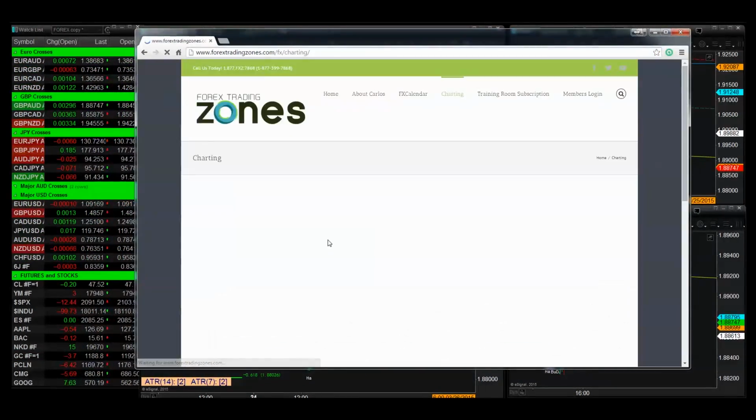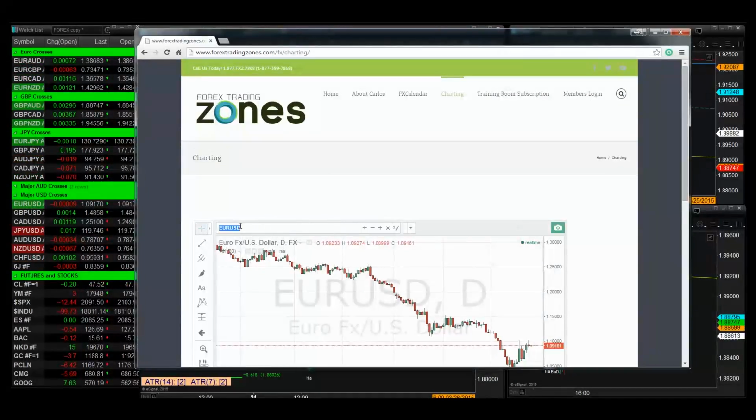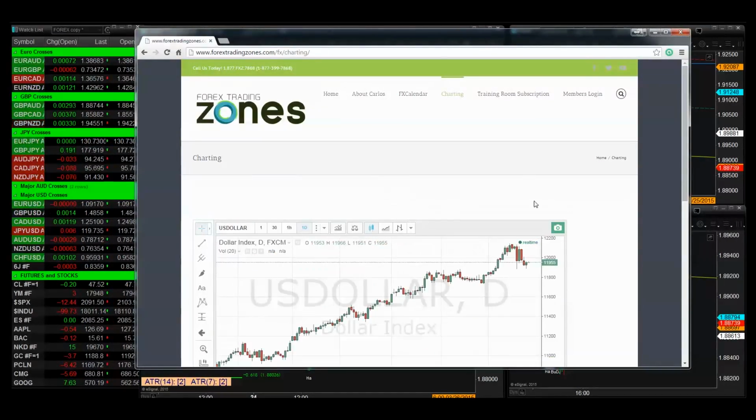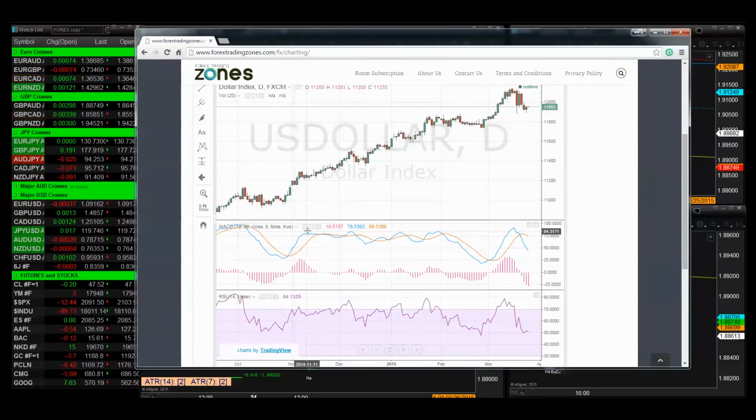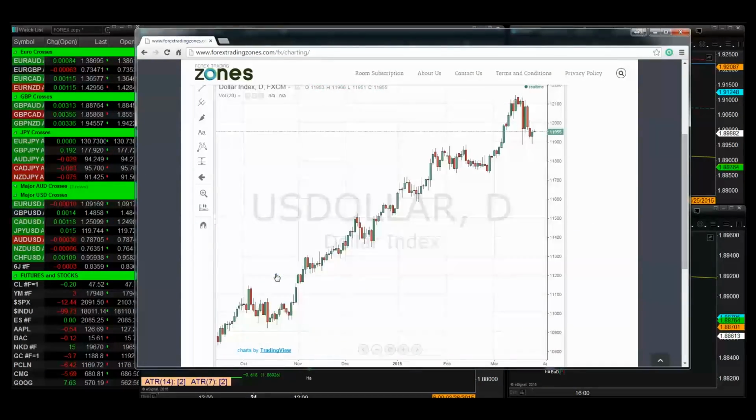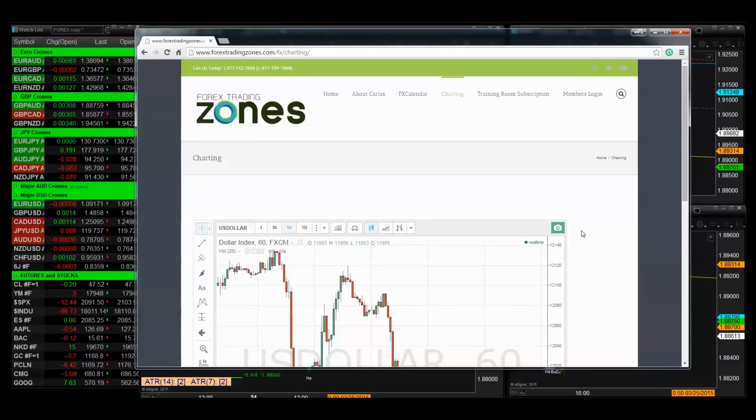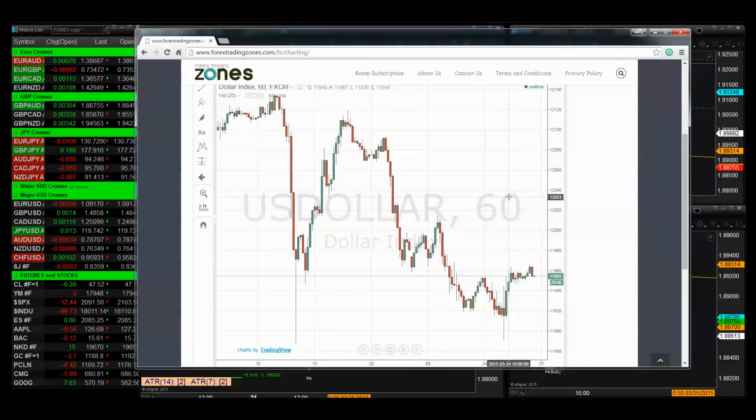How many of you guys captured that move out of the US dollar, out of the euro, and also both the Aussie and New Zealand? There were some nice trades from last night that happened. One of the guys was able to capture like 250 pips. So that was awesome.